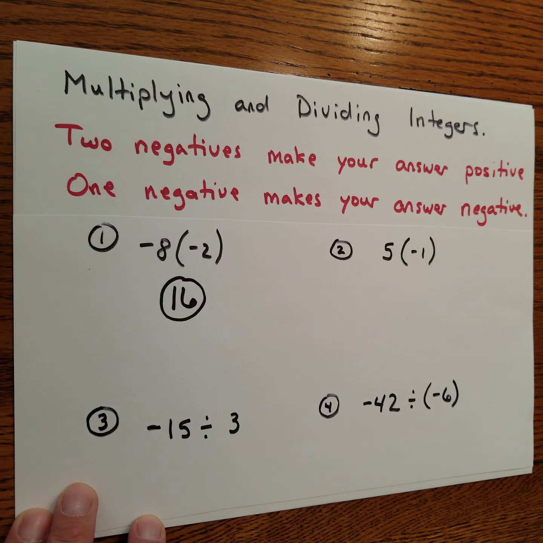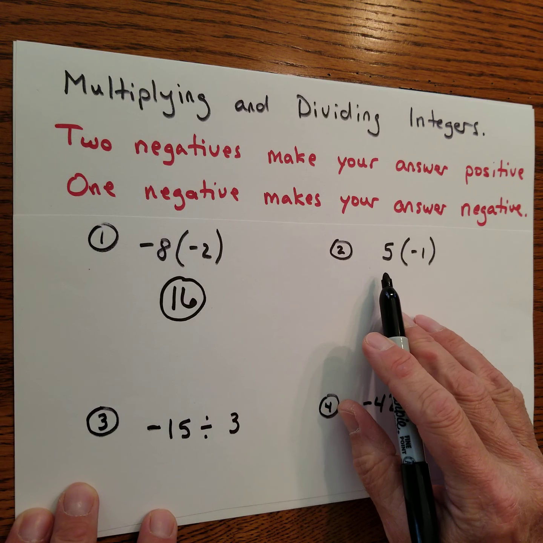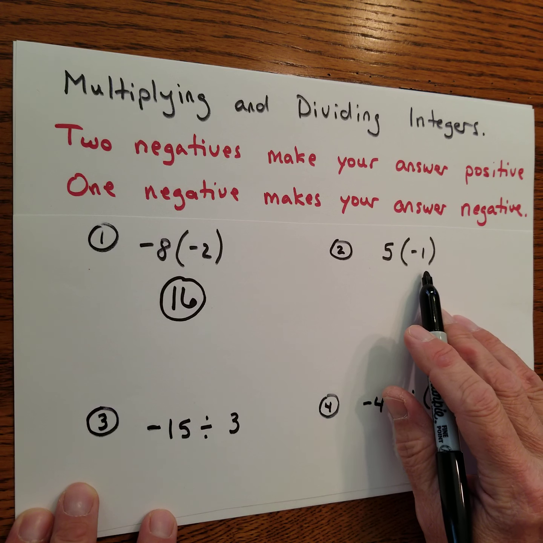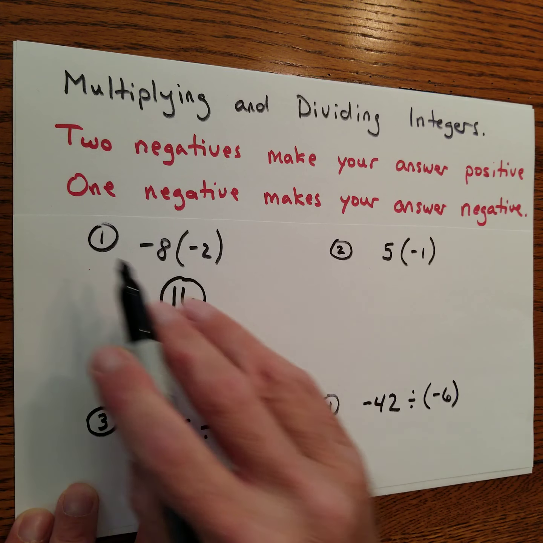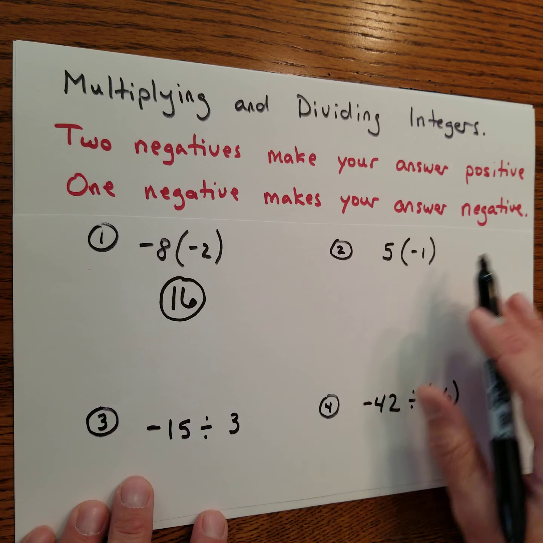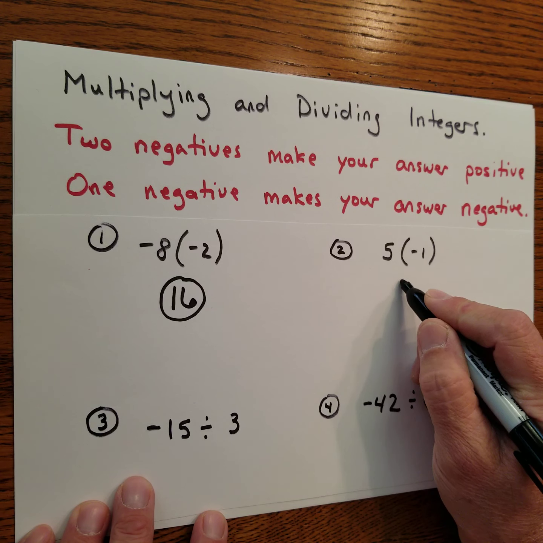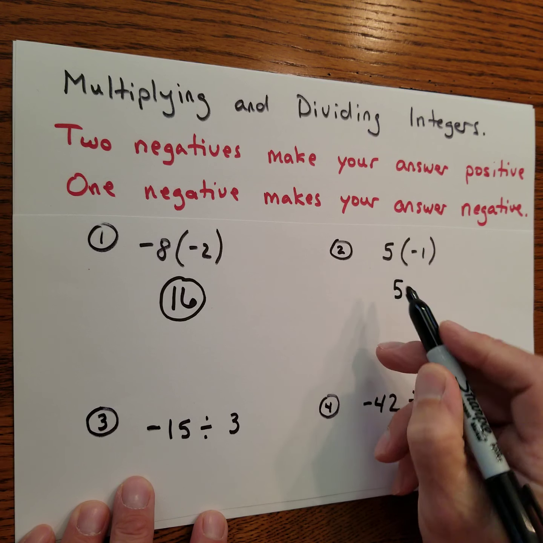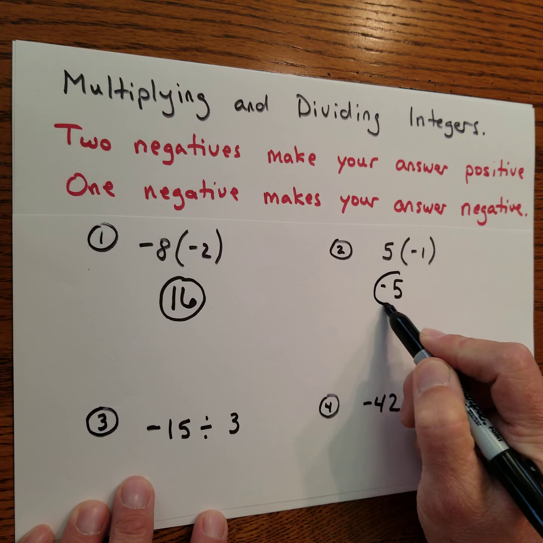Got it. In number 2, I'm multiplying a positive times a negative. One negative. When you multiply with one negative, it makes your answer negative. 5 times 1 is 5. And when you multiply with one negative, your answer is negative.